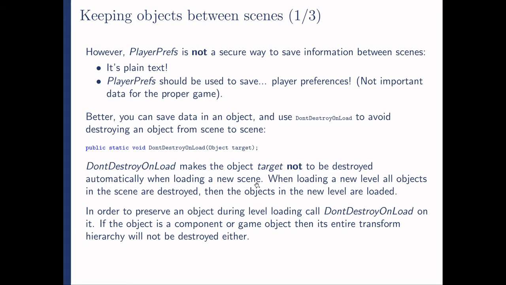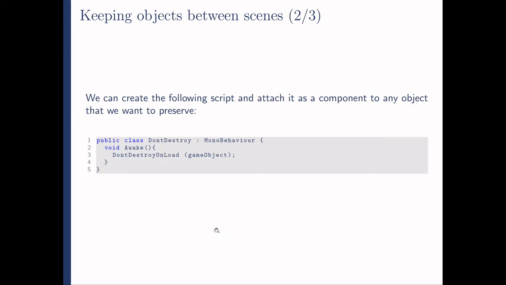However, you can use this function called DontDestroyOnLoad, which essentially saves that object from being destroyed when loading a new scene. Okay, and it doesn't only save that object, it also saves all the game objects in the hierarchy, and also the components associated with those objects. So essentially, you can have an object that you can move from one scene to another, and then that object could have the information that you require.